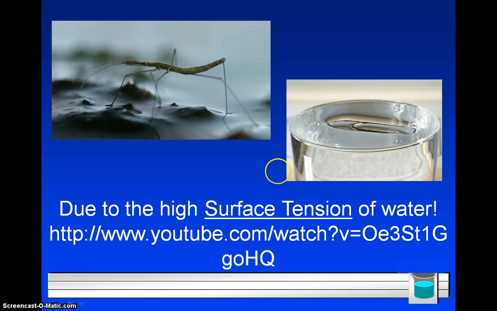Now, to give you some cool images here, there are bugs that walk on water, and the way that they do this is because their feet are flat and they're very lightweight, and so they never exert a force great enough to break through the hydrogen bonds of the adjacent water molecules. Here's another image showing that same phenomenon, but with a paper clip on water. I think that really demonstrates surface tension very well for water.